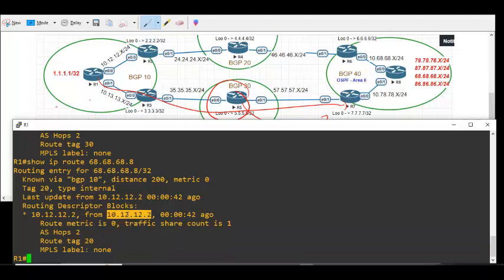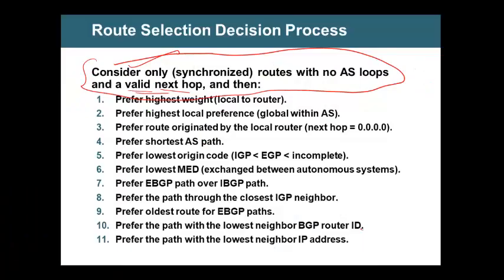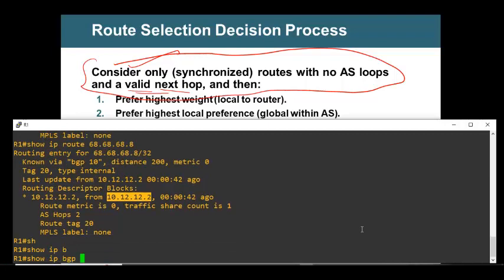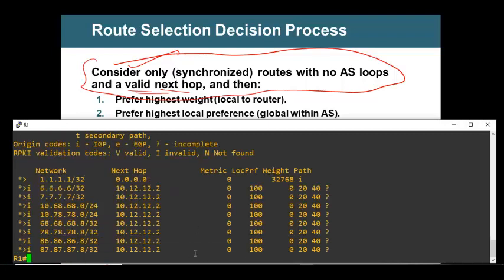Now you read the first line. Considers only the route with no AS loop and a valid next hop. If there is an AS loop, then you won't find that in the routing table. And if you don't have a valid route, you won't find it in the routing table. So this constraint is met in both the paths. You see, earlier the path via router 3 was also there for every network. Now you see only one.